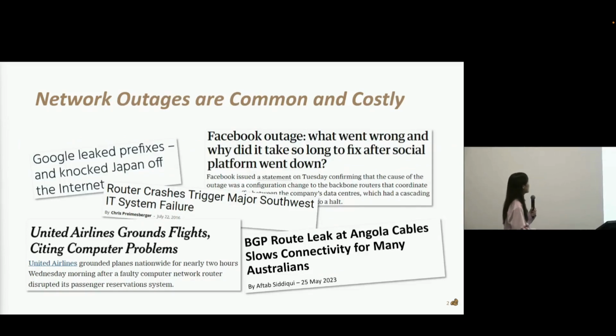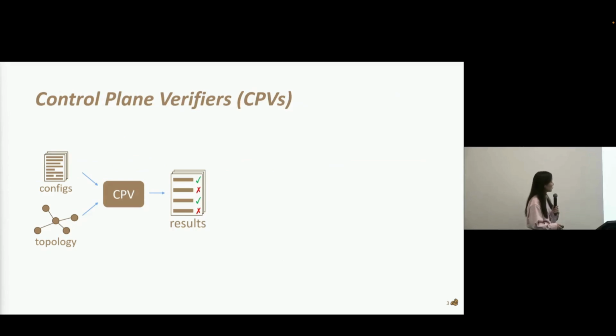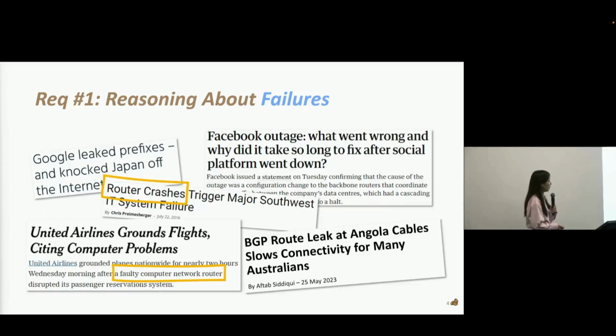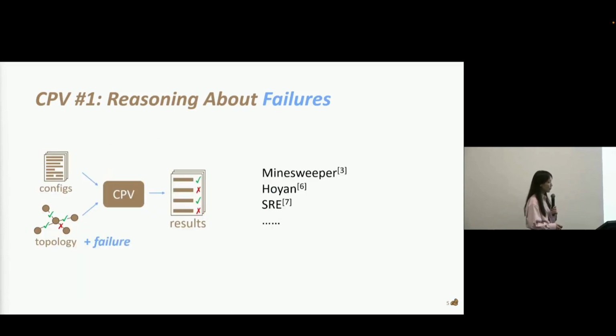So we all know that network outages are common and costly, hitting the news again and again. Therefore, researchers have developed control plane verifiers to proactively find misconfigurations before implementation. CPVs take configurations and topology as input and then check whether properties like reachability hold. Many network outages are caused by link or node failures. Therefore, CPVs that can reason about failures have been developed, for example, Minesweeper, Huoyan, and SRE.